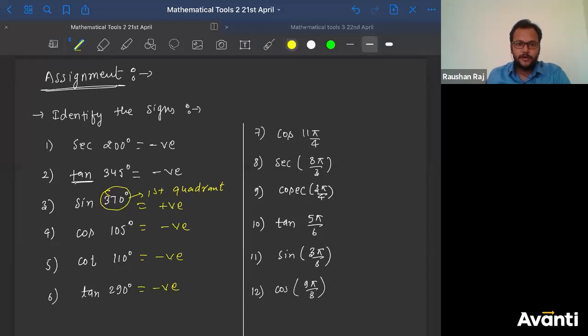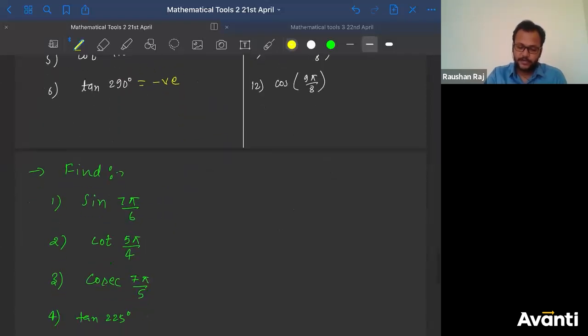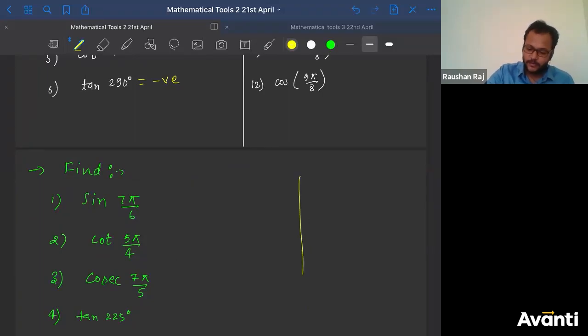Very good, guys. Let's see what the answer is. Look, what is 11 pi by 4? How will I find out in which quadrant this will lie? For this question, let me draw this first. If you have a quadrant like this, this is 0, pi by 2 in terms of radians, pi means 180 degrees, this is 270, that means 3 pi by 2, and this is 2 pi.